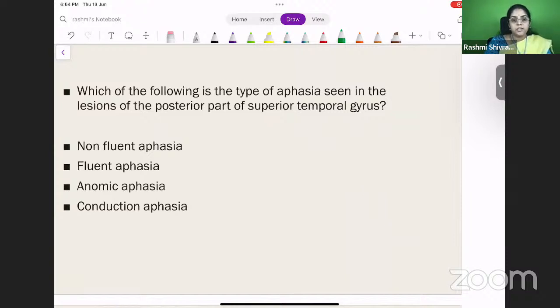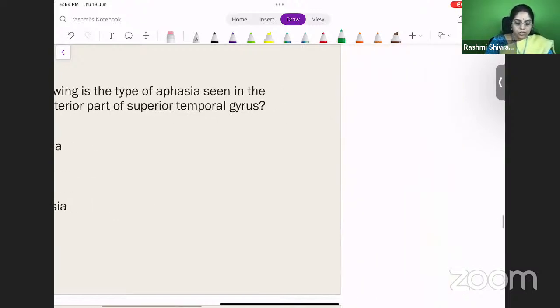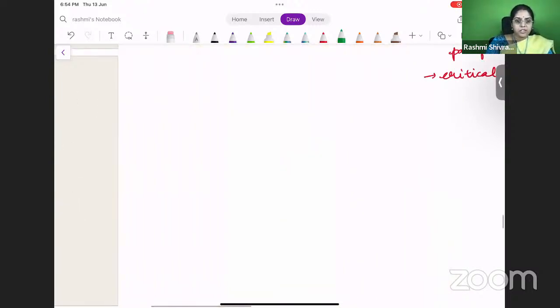What is the type of aphasia in the lesions of the posterior part of superior temporal gyrus? Is it a non-fluent aphasia, a fluent aphasia, anomic aphasia, or a conduction aphasia? Okay, so let's see the Brodmann areas, which is very easy.